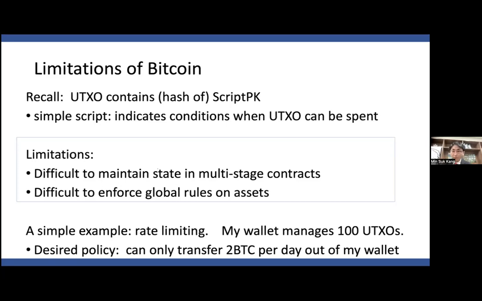You heard about Silicon Valley Bank last week. It's just last week. The bank run was possible because lots of people withdrew money using their cell phones almost at the same time. So rate limiting didn't really work. In Bitcoin, can you have some rate limiting like that to prevent a bank run? You cannot do that.